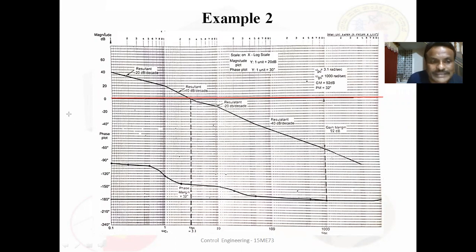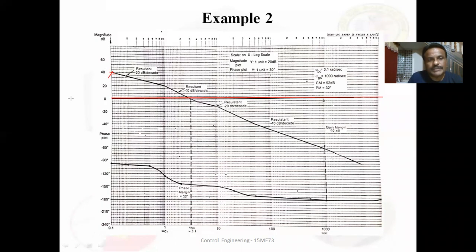Then we have to consider the initial magnitude. So initial magnitude is equal to K plus pole or zero at origin. Here we have one pole at origin. So 20 plus 20, that is 40, 40 dB. So this is the initial magnitude.